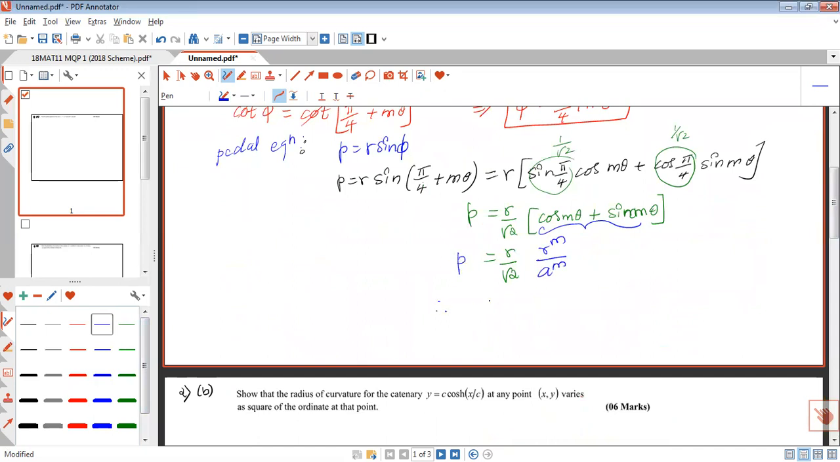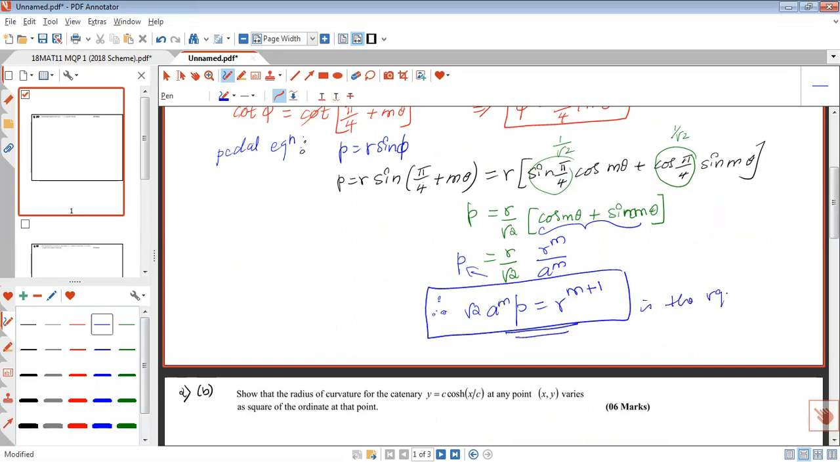Therefore, the Cadell equation is root 2 a to the power m p equals r to the power m plus 1. This is the required Cadell equation of the polar curve. Next, second problem.